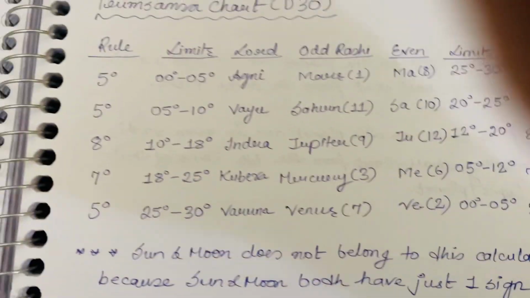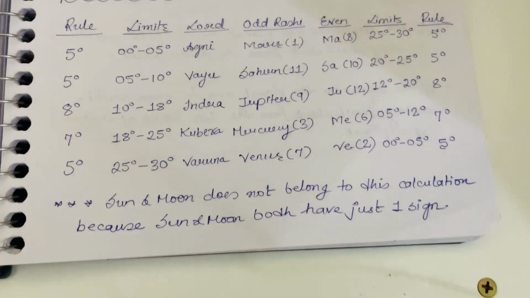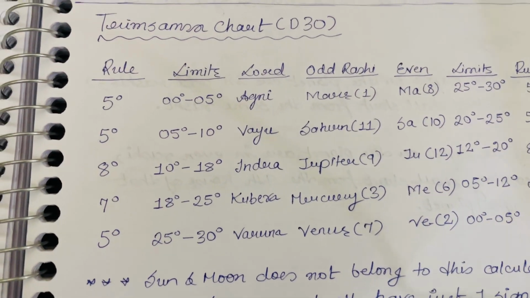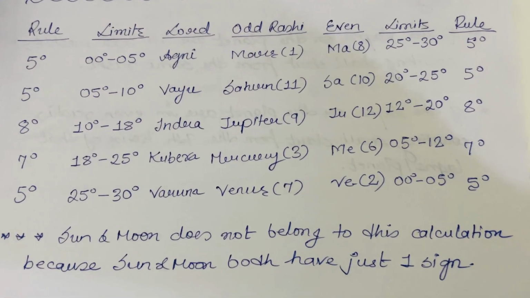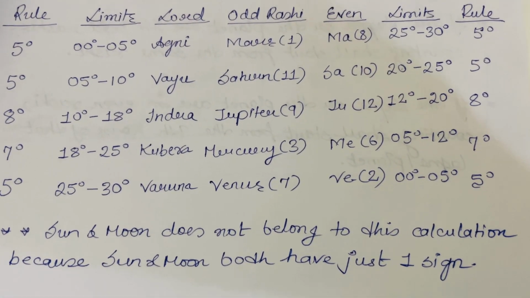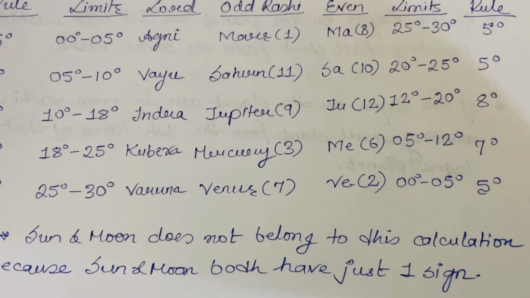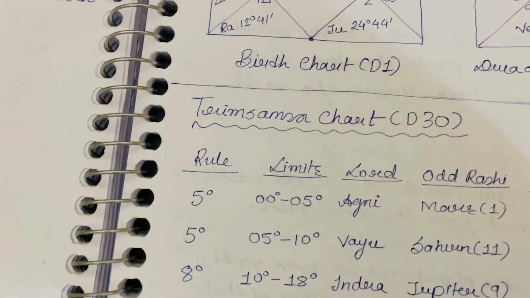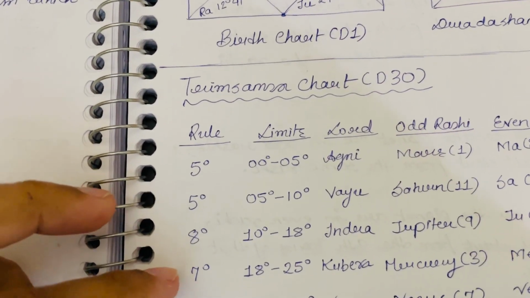So all of these 5 planets have 2 different Rashis which they are ruling. But Sun and Moon have only one Rashi. So as they have only one Rashi, they do not belong to this calculation. All right. So this is just a kind of quiz question, a kind of intellectual finding.